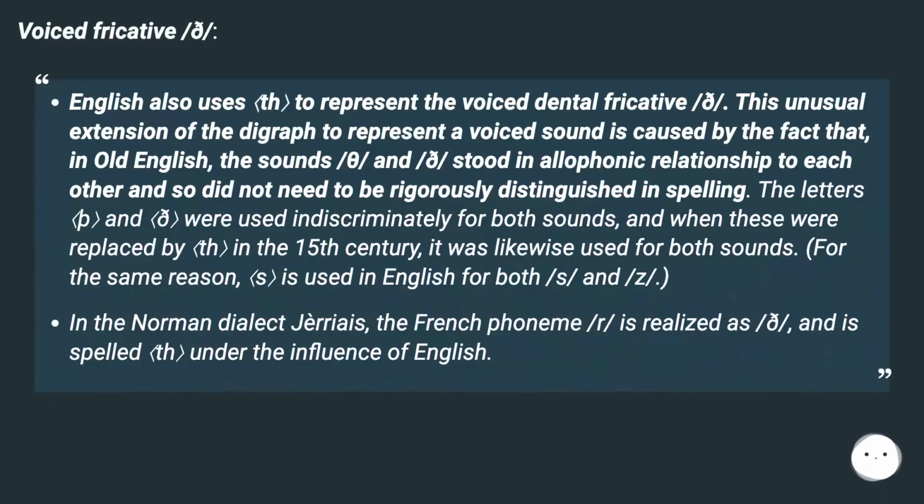Voiced fricative. English also uses th to represent the voiced dental fricative. This unusual extension of the digraph to represent a voiced sound is caused by the fact that, in Old English, the sounds theta and eth stood in allophonic relationship to each other and so did not need to be rigorously distinguished in spelling. The letters thorn and eth were used indiscriminately for both sounds, and when these were replaced by th in the 15th century, it was likewise used for both sounds. For the same reason, s is used in English for both s and z. In the Norman dialect Gerrier, the French phoneme is realized as theta, and is spelled th under the influence of English.